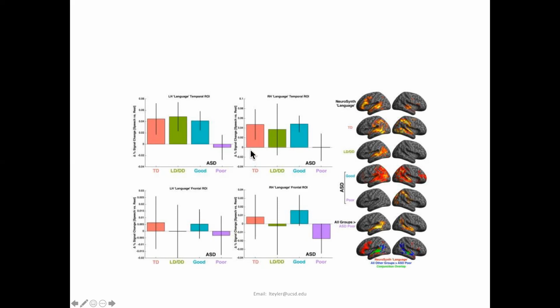And the other thing you can see here, one of the reasons why it's good to plot what's going on, is you can see that in this right hemisphere language ROI, the ASD actually have a large negative signal change, meaning that they have sort of more activation to the contrast here, which is just non-speech, than to speech.